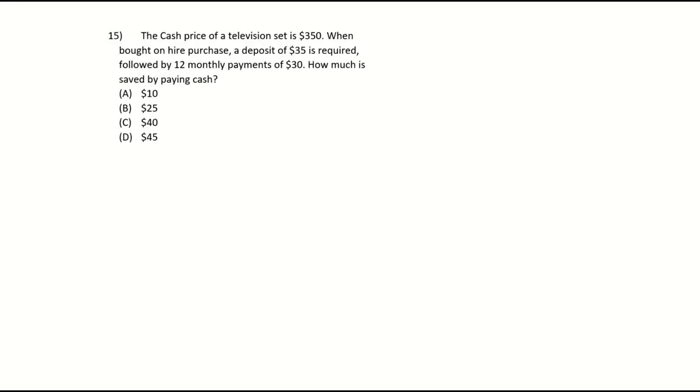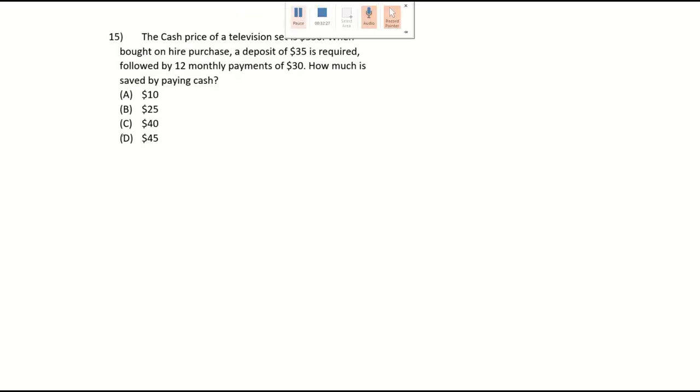Number 15, the cash price of a television set. We just noted this question. This is where it was, I believe, $45. Yeah, we just noted this question. The cash price for a television set is $350 when hire purchase is deposited $35 and followed by 12 monthly installments of $30. We did this question just now and we got the answer to be D. So the answer for this was D, 45.